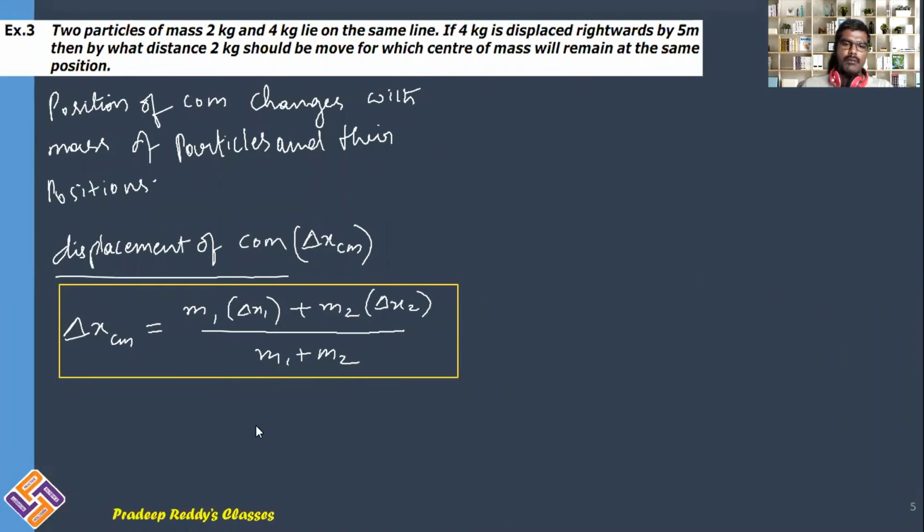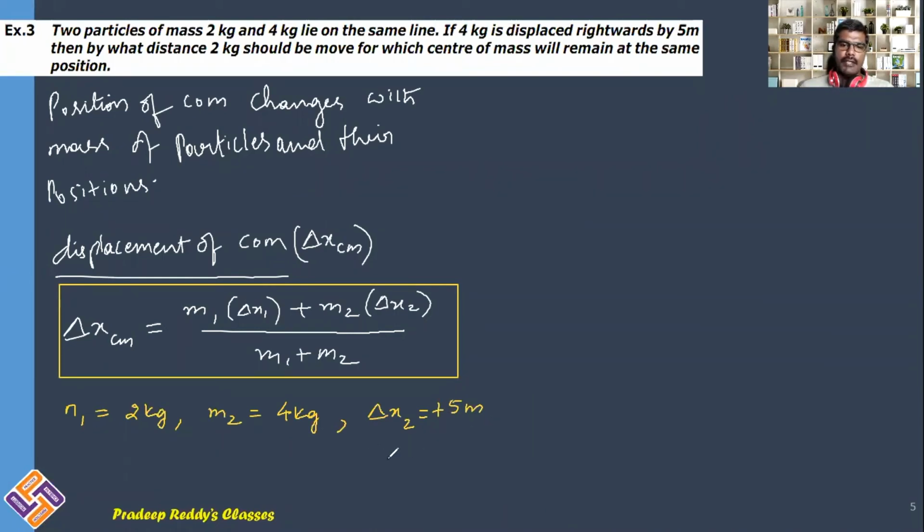Now in this problem, what is mentioned to you? You have two masses, m1 which is equal to 2 kg, m2 which is equal to 4 kg, lie on the same line. They are lying on the same line. 4 kg is displaced right side by 5 meter. That means delta x2 is equal to 5 meter. As it is displaced right side, I am taking it as plus 5.